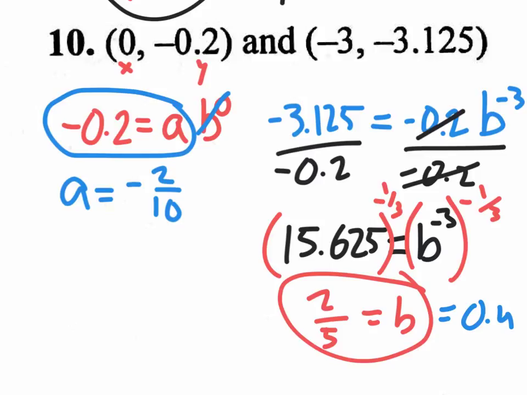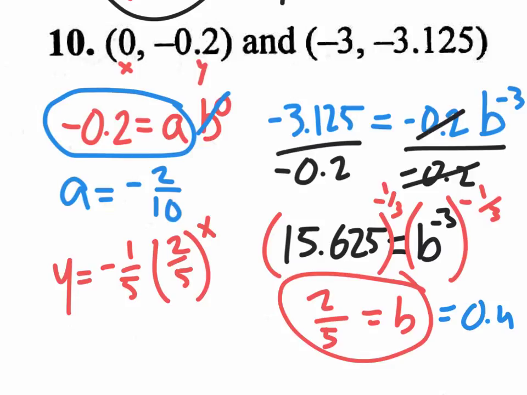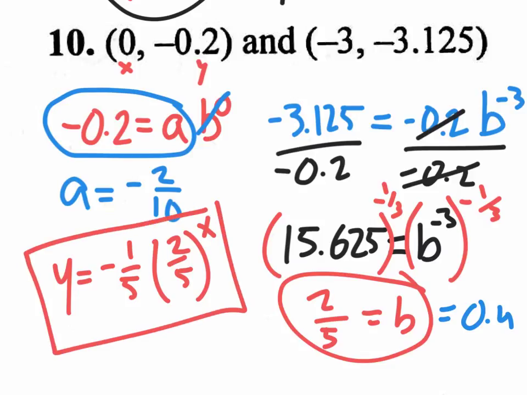Your exponential decay or growth function will be y equals negative 2/10, or you could even say 1/5, because it reduces down to 1/5. That's your a value, times your b value. Your b value is 2/5 to the power of x. So this is your exponential decay function. I said growth. Decay. Decay because the base is less than 1.